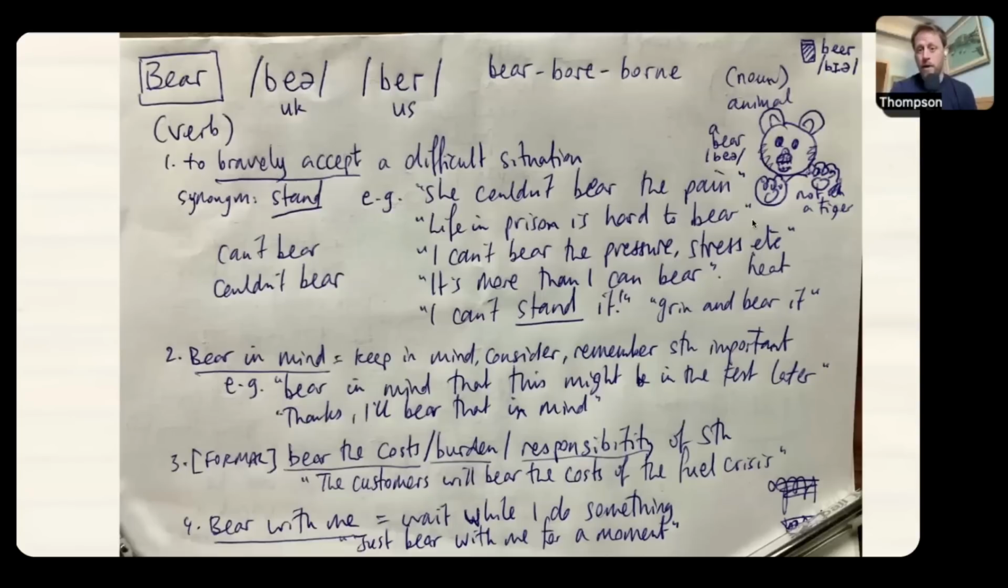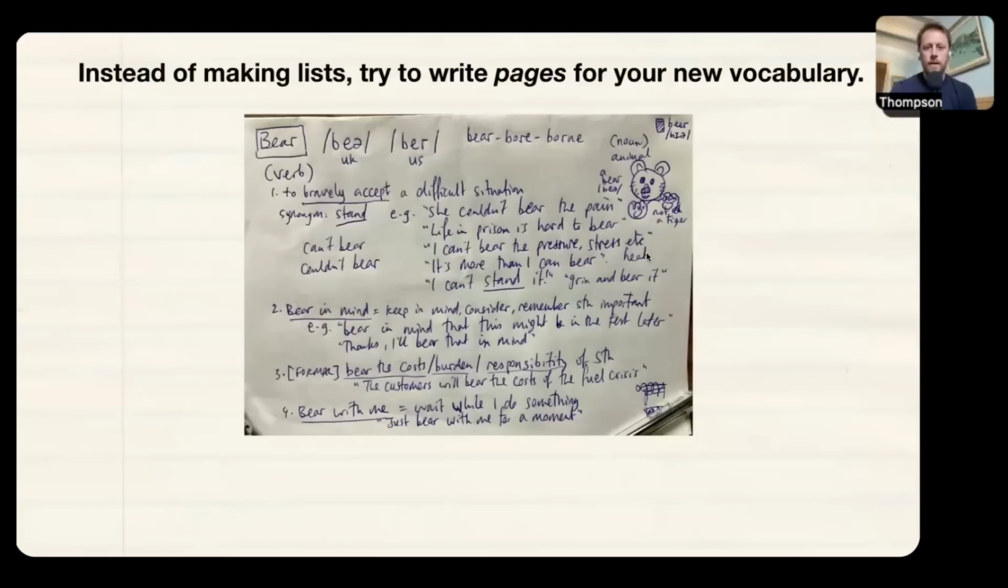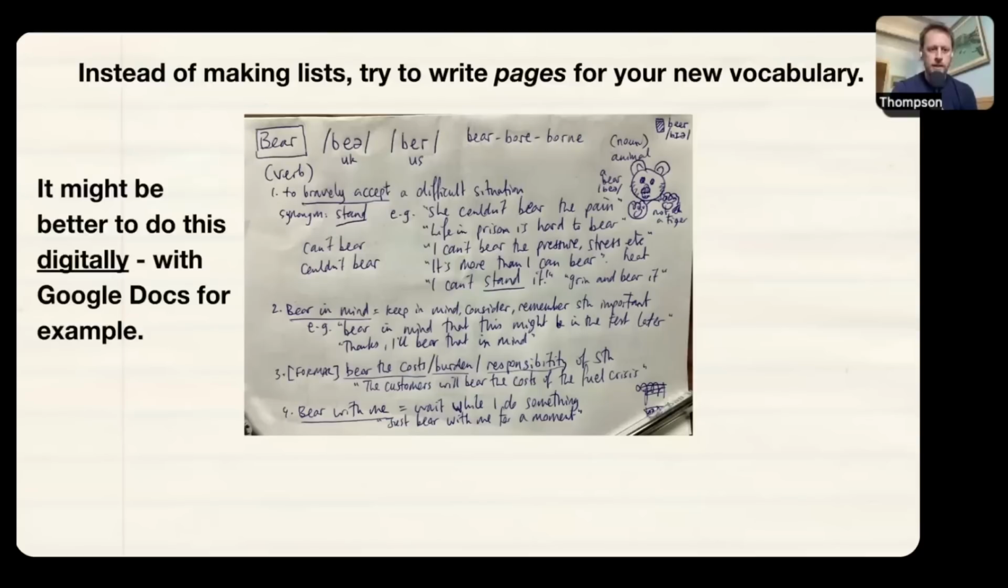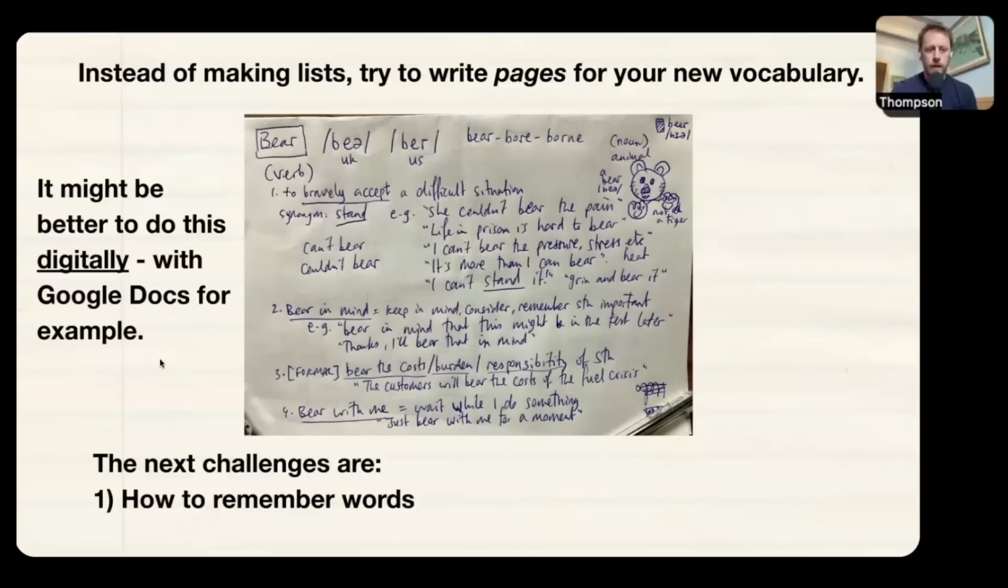We've got the bear up here as well. Here he is, but this is the noun, the animal. And pronunciation is worth noting: a bear and a beer, right? This is a beer that you drink, and that's a bear that you try to escape from if it's chasing you, right? So instead of making lists, try to write pages for your new vocabulary. The more detail that you write, the more likely you are to remember. Quality rather than quantity. It might be better to do this digitally with Google Docs, for example.